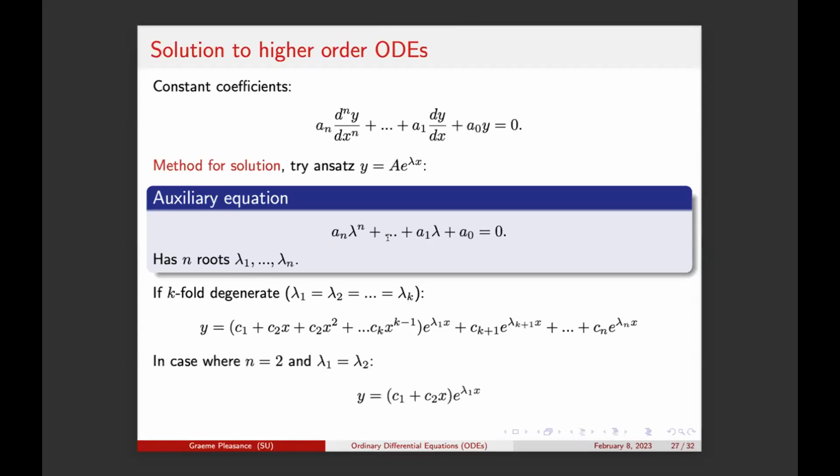In the simple example where we're dealing with a second order linear ODE, we only have 2 roots to this auxiliary equation. So the only case where we'll encounter degenerate values is where lambda 1 is equal to lambda 2. Here the solution to this ODE can in general be written in this form. Obviously these coefficients C1 and C2 then have to be determined based on the initial conditions that we specify for our problem.